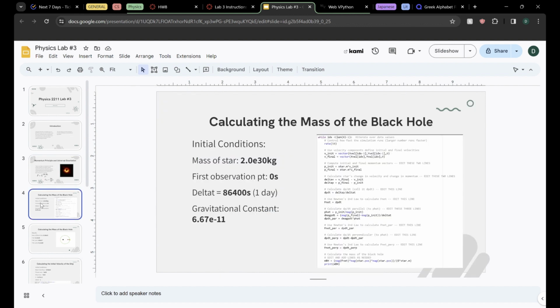So firstly, we have to calculate the mass of the black hole. And these are initial conditions. The mass of the star is 2.0e30 kilograms. The observation point starts at 0 seconds, and the change in time is 86,400 seconds, which is equal to 1 day. And then, of course, we have the gravitational constant. And this is the code starting from this line, goes down and calculates the mass of the black hole all the way down here at the last line, which is this equation right here, which is then printed.